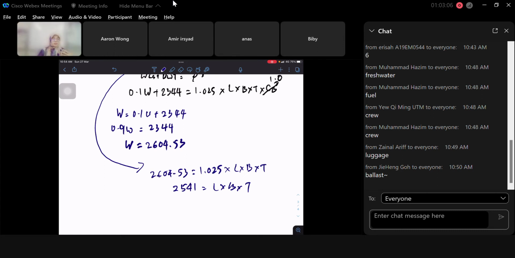Right, so this is where the design comes in. You have three unknowns here. You do not know the L, you do not know the B, you do not know the T. But you have this left side to help you, this weight element to help you. Only that the right element, the displacement, is L times B times T. So how are we going to do this? Any ideas how we are going to do this?